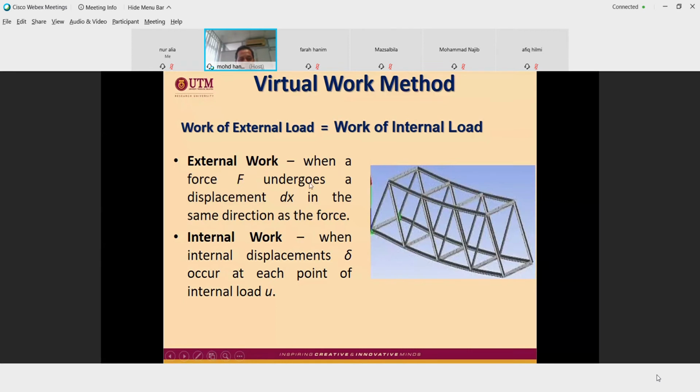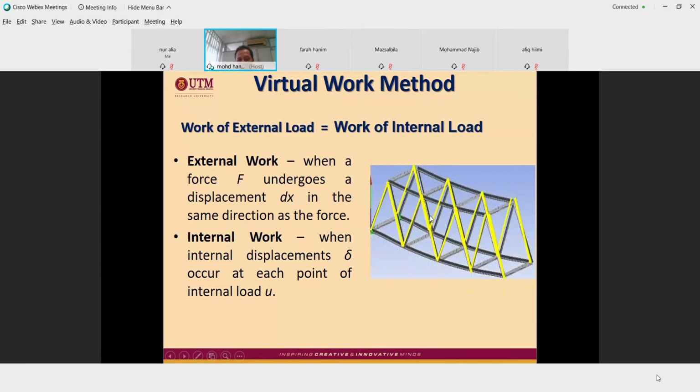When a force F undergoes a displacement dx in the same direction as the force, internal work occurs when the internal displacement delta occurs at each point of internal load U. For example, this point deflects dx. So the force F multiplied by dx is equal to the energy, or the force in each member multiplied by the elongation or deformation of each member.